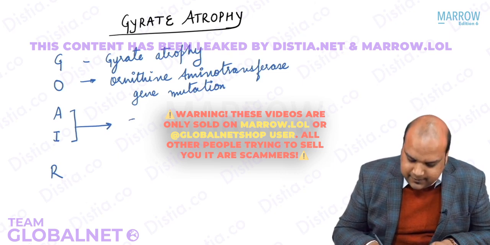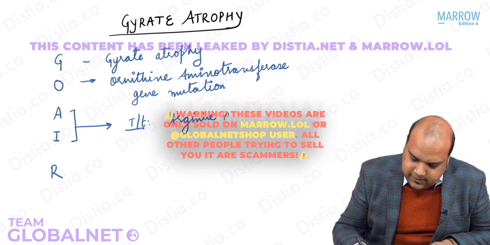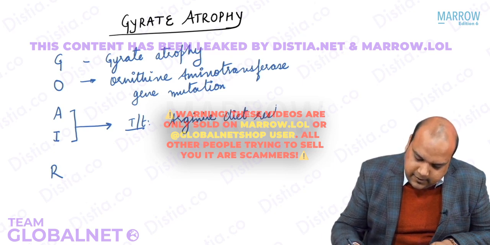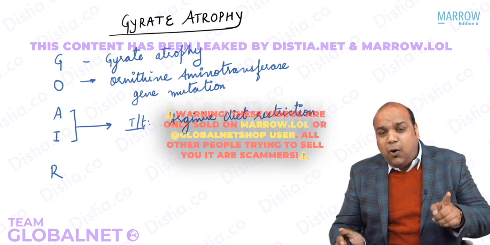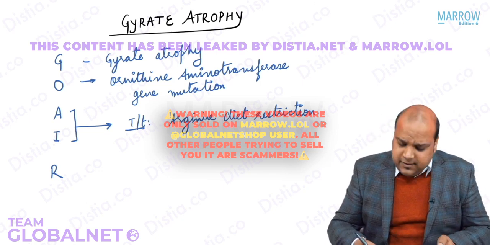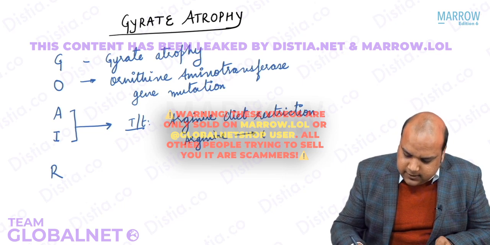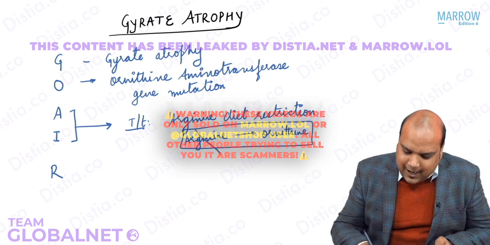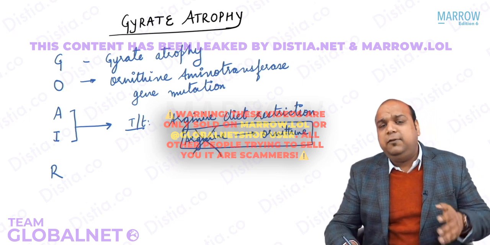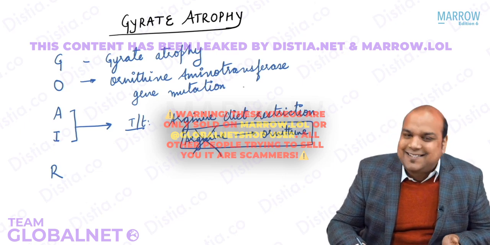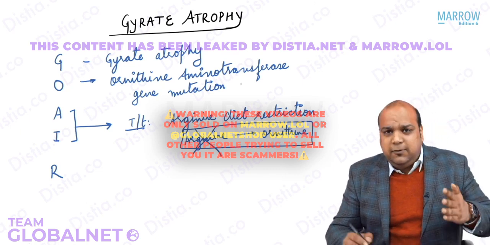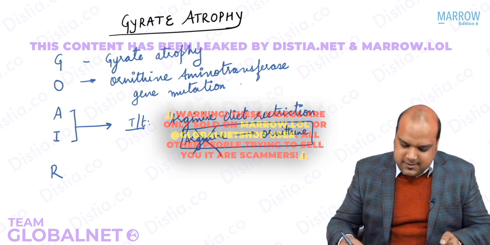What is the treatment? The treatment is arginine diet restriction. Why, everybody? Because ornithine is formed from arginine. So, arginine converts into ornithine. Due to arginine being absent from the diet, ornithine will not form. So the already excess ornithine that is there in the body, it will not become more increased in levels.